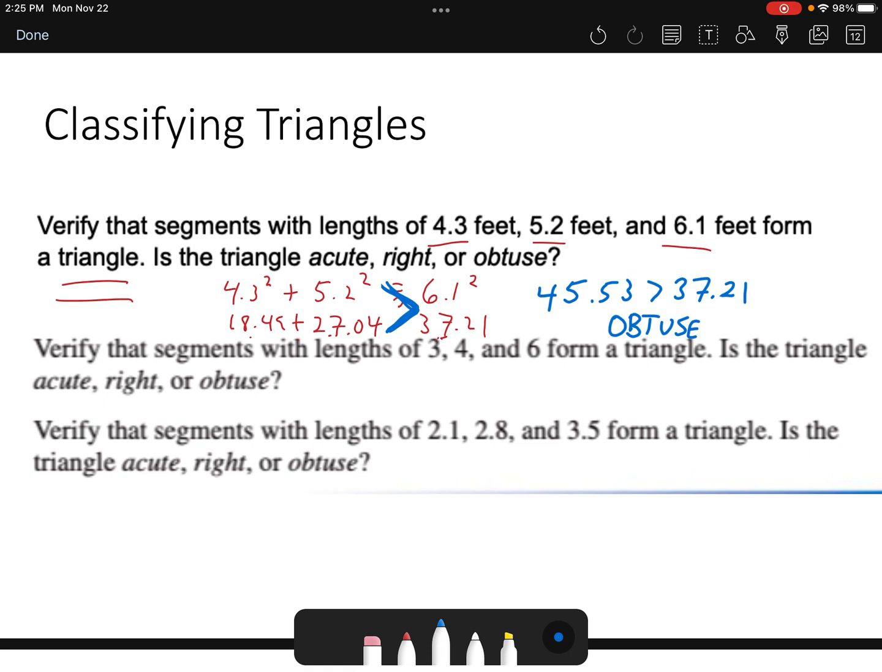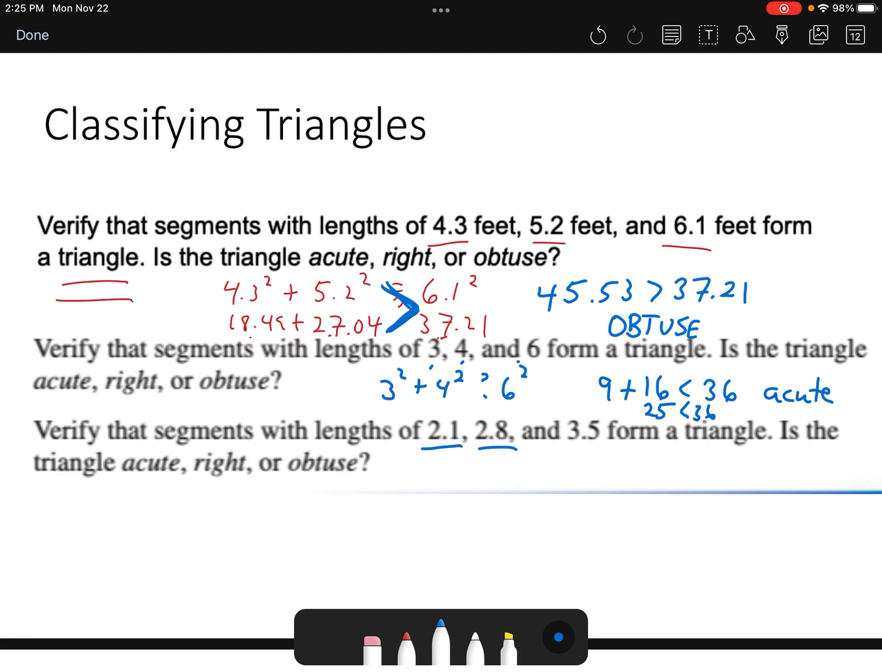Okay. 3, 4, 5, 6. 3 plus 4 is 7. 7 is bigger than 6, so it is a triangle. So we want to know 9 plus 16. How's that with 36? Well, that's definitely less than, isn't it? 25 is less than 36. So this is an acute triangle.